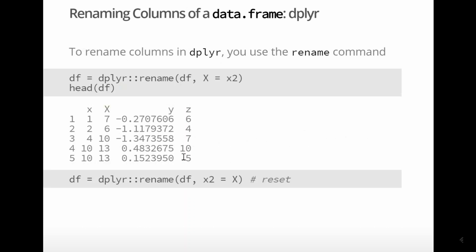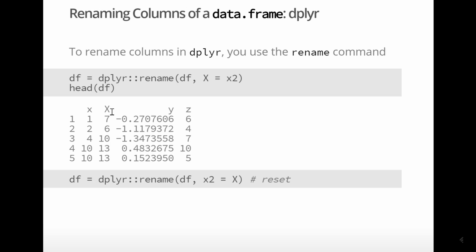Now let's do this with dplyr. The rename function in dplyr is the key here. You would say rename, the name of the data frame, comma, the different columns that you want to rename. What this is doing is overwriting the data frame. So now df is a data frame. I'm saying capital X is what you should rename the former column x2 to be. So whatever was x2 now becomes X.